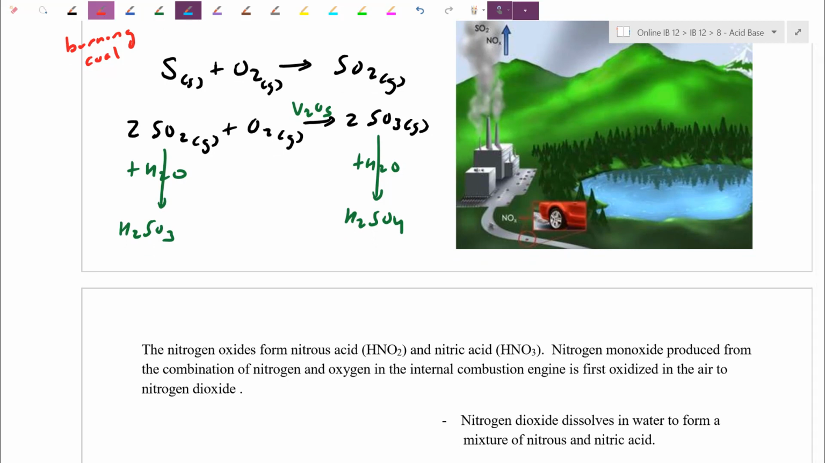Just a quick comment on naming here. No problem if you call this one here sulfuric acid. Right? This one here comes from sulfate, ATE. SO3 is actually coming from sulfite. We would have actually called this sulfurous acid.